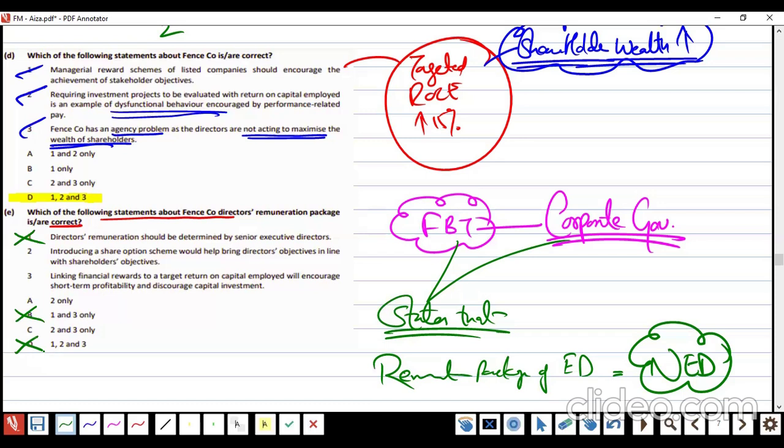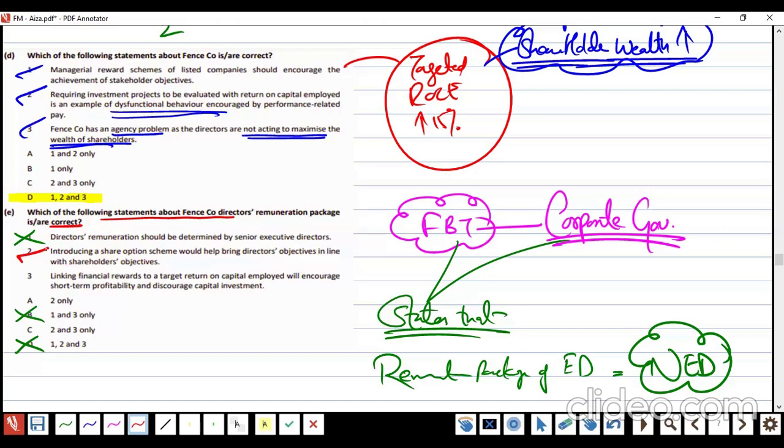Let's read point number 2. Introducing a share option scheme would help bring directors' objectives in line with the shareholder objective. Share option means that if the company achieves a target, the director will get shares in the company. So the director will be a shareholder in the company, and directors will be owners, same as other shareholders. So the objectives are in line, right or wrong?